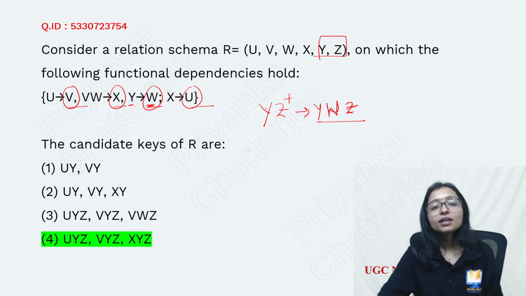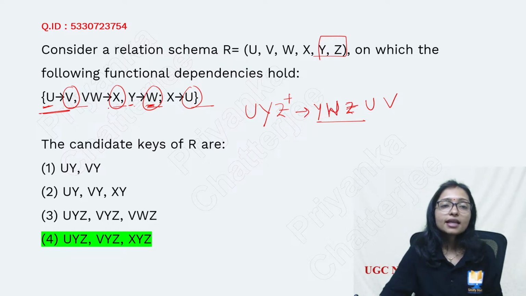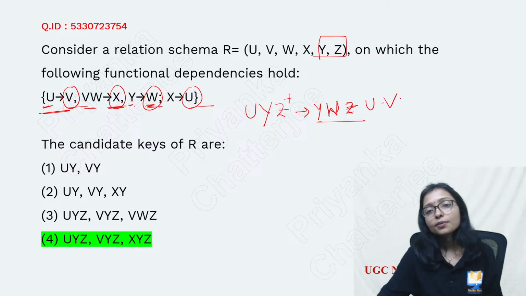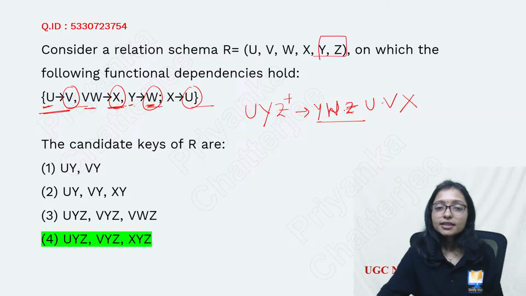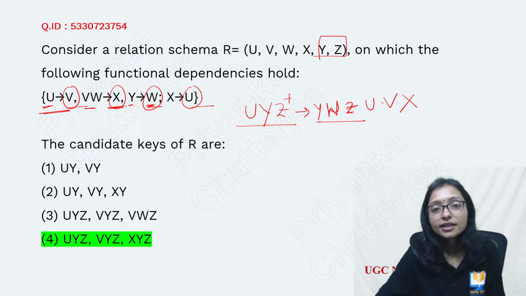So now I will add one attribute with this, that is U. Now you can determine U, you can determine V. So already U, V, W. Now you can see that V and W can determine X. That's why U, Y, Z is the candidate key.